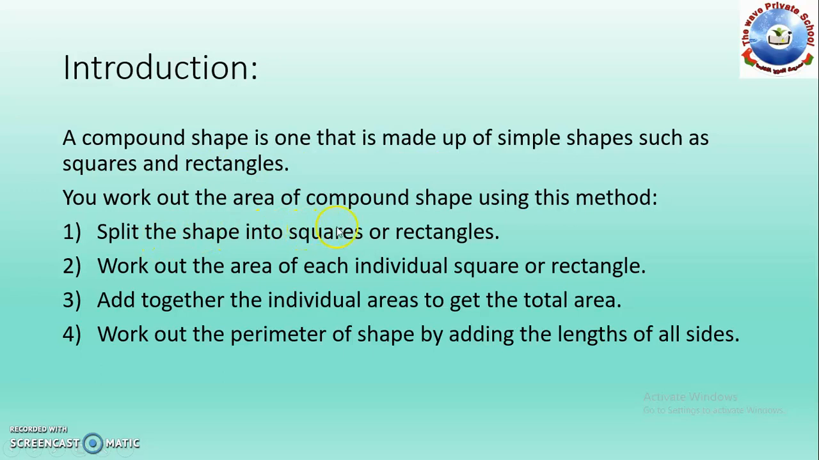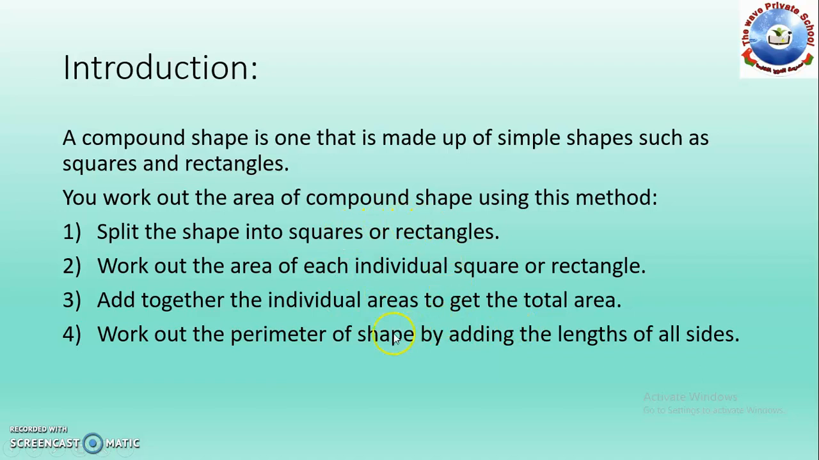Split the shape into squares or rectangles. First of all, you will split the shape into squares and rectangles. Then work out the area of each individual square or rectangle. Add together the individual areas to get the total area. And the 4th step, work out the perimeter of the shape by adding the lengths of all sides.